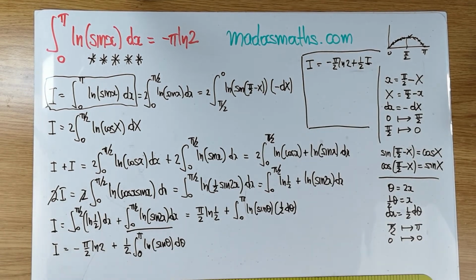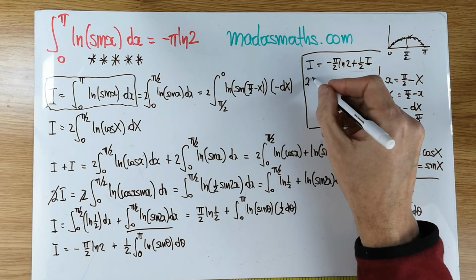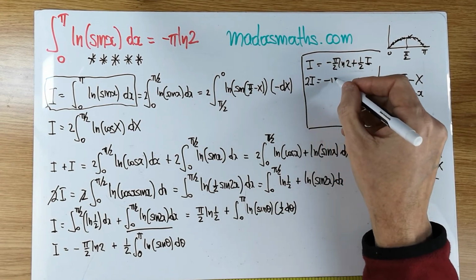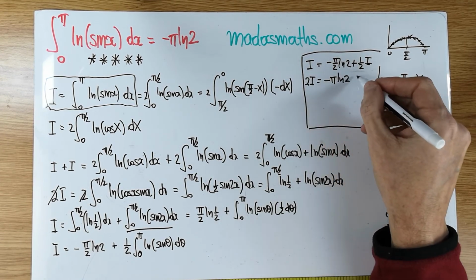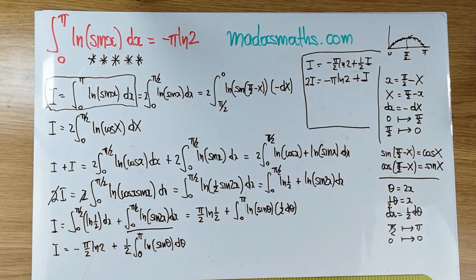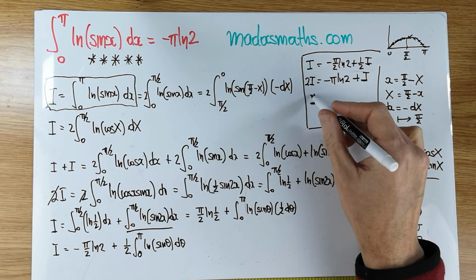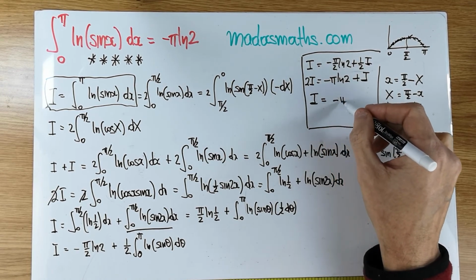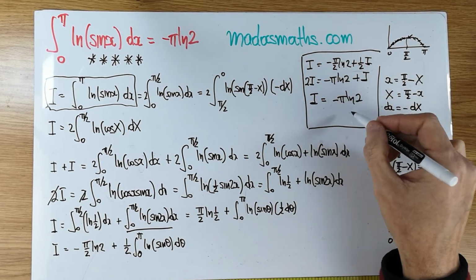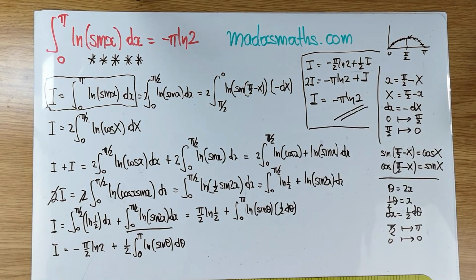We can double both sides of this equation, so we can say 2 lots of I is equal to minus pi log 2 plus I, and all we need to do is to subtract this from the left side. So our integral is in fact minus pi log 2, as required.